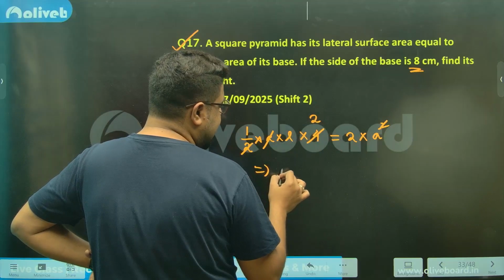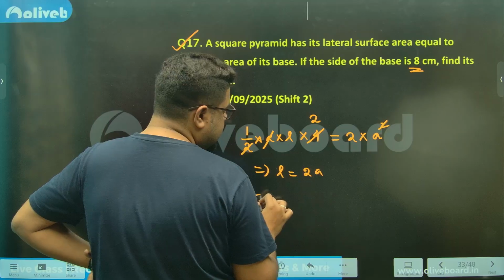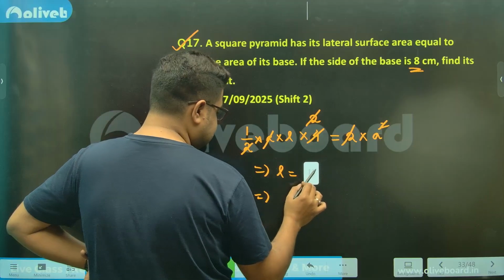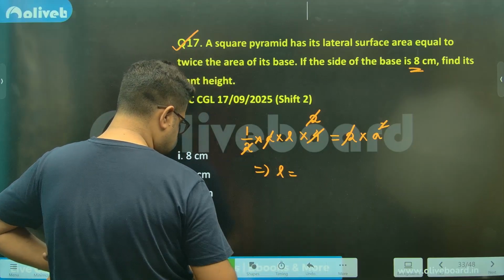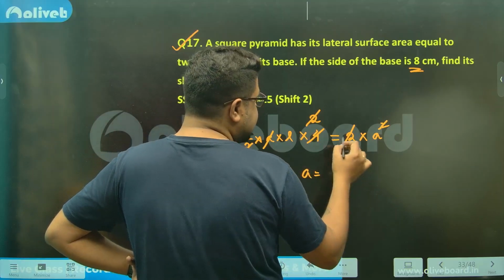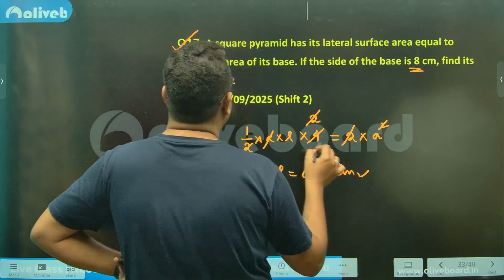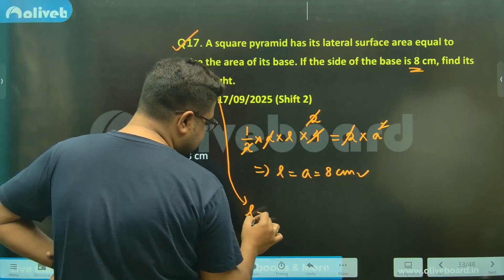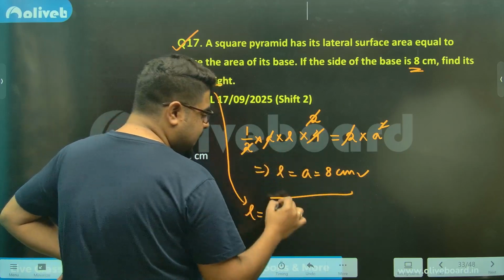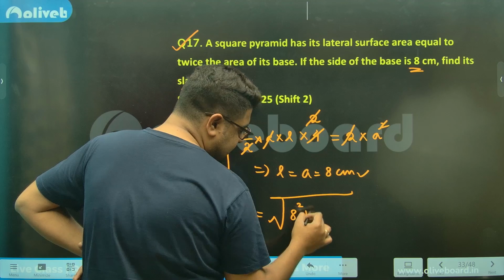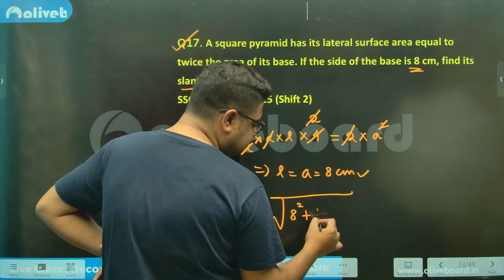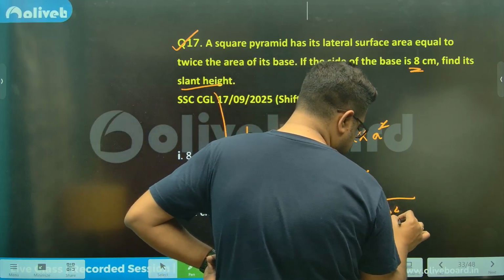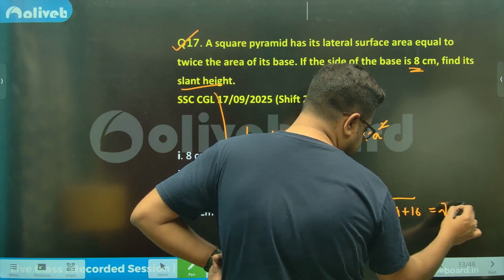First things first. I can write L is equal to 2A. Sorry, 2 also cancels. L is equal to A. L is equal to A and A is given as 8 centimeters. Find the slant height. So slant height again the same. Root over of 8 squared plus A squared by 4, 64 by 4, 16. So 64 plus 16, that is 80.